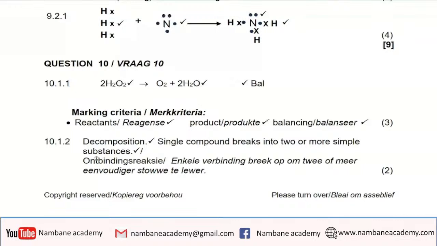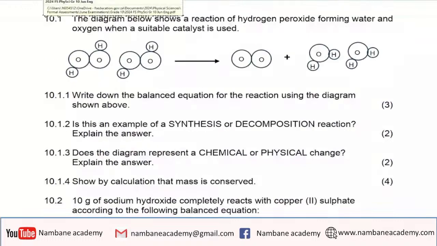10.1.3, does the diagram represent a chemical or a physical change? Explain your answer. The answer is going to be a chemical change. The original substance is broken down to form new substances. That is 2 marks. And then the next question, which is 10.1.4.